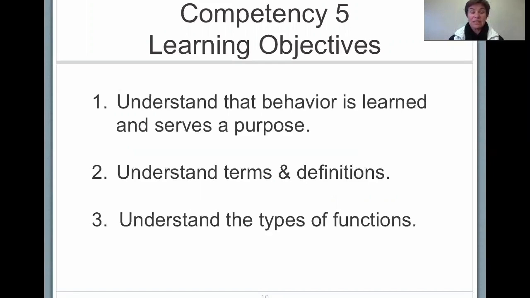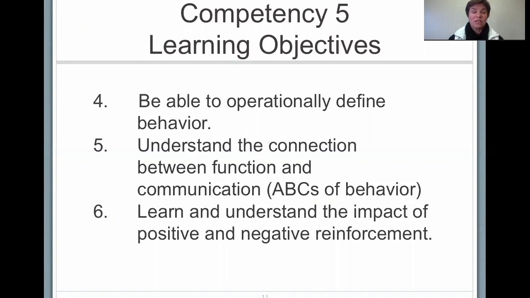The first objective is to understand that behavior is learned and serves a purpose. Objective 2, to understand terms and definitions. Objective 3, to understand the types of functions. Objective 4, to be able to operationally define behavior. Objective 5, to understand the connection between function and communication, which we call the ABCs of behavior. And Objective 6, to learn and understand the impact of positive and negative reinforcement.